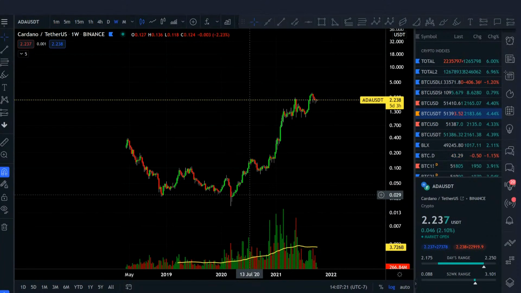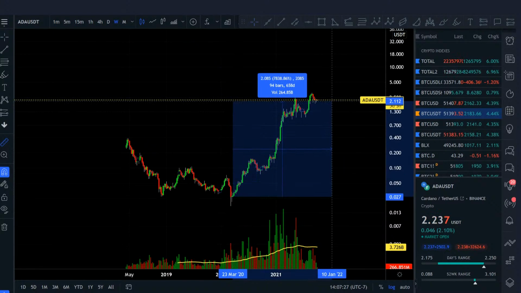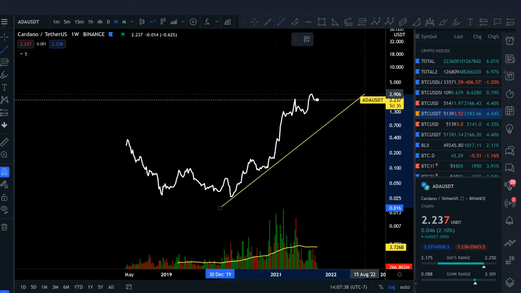Understand that Cardano at the beginning of March 2020 was 2 cents, and now it's $2. It's 7,000% up. Absolutely beautiful. That's why people love crypto trading. Okay, but you could draw this longer term weekly trend line.